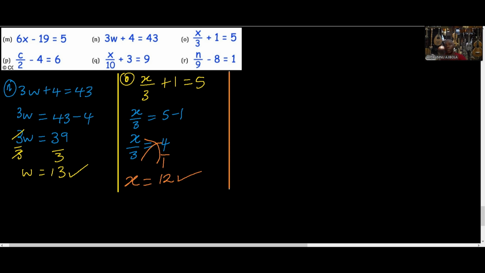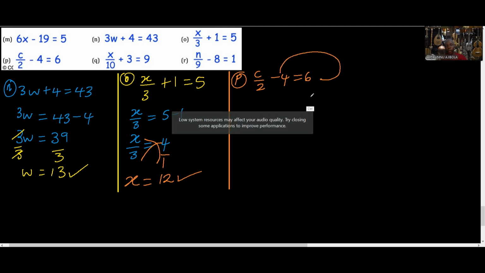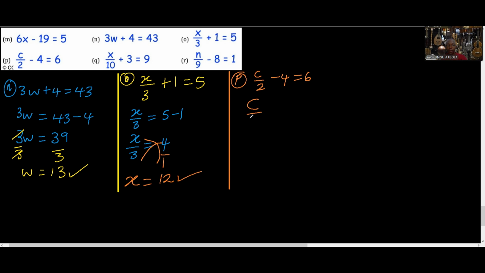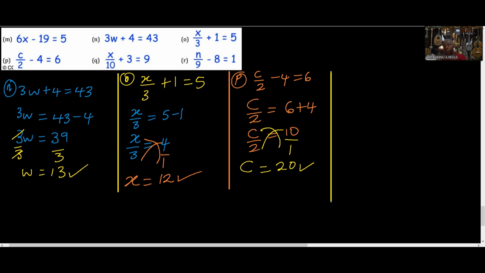Okay, let's do this other one. P. We have c over 2 minus 4 equal to 6. Don't you think minus 4 will go and become plus 4, right? So c over 2 is 6 plus 4. Then c over 2 is 10. What number will you divide by 2 to give you 10? That should be 20. So 1 times c is c and 2 times 10 is 20. Is that clear to you?